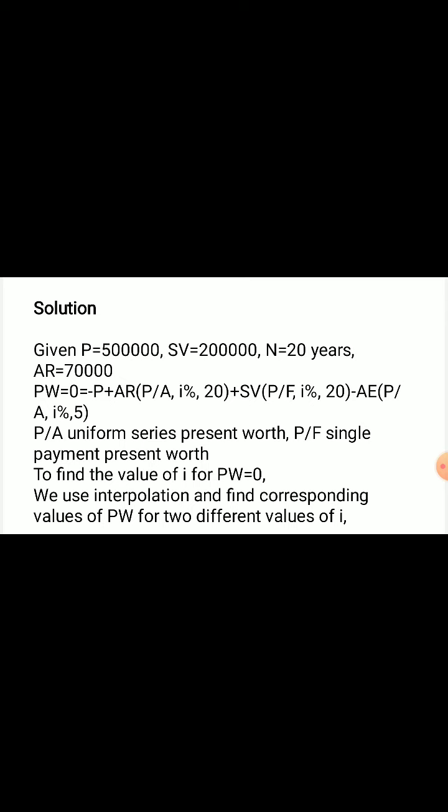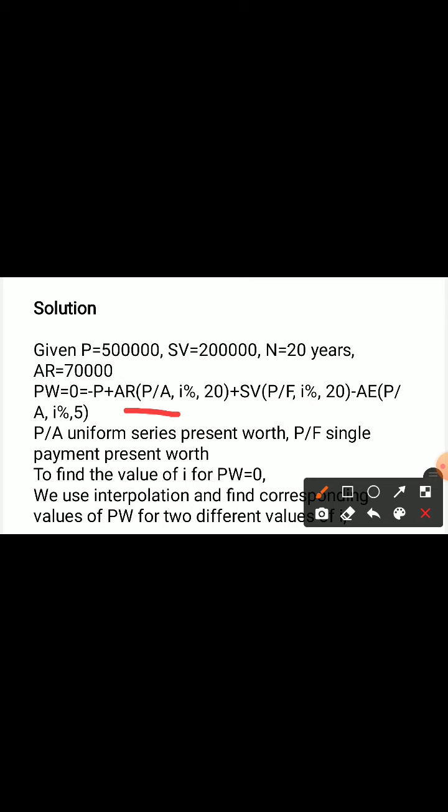This P by A is considered as the uniform series present worth, and P by F is considered as the single payment present worth. These are considered for compound interest I. The P by A is calculated annually, which means at a particular rate, at a particular interval of time, we find that particular interest rate.